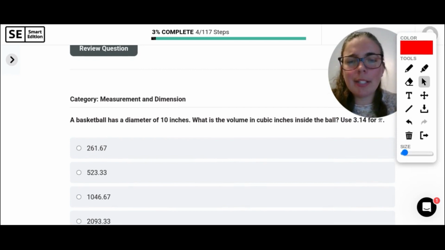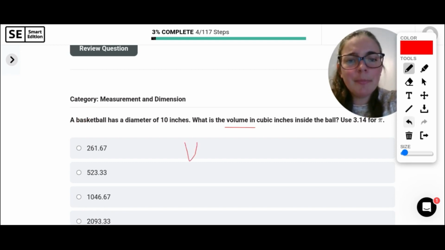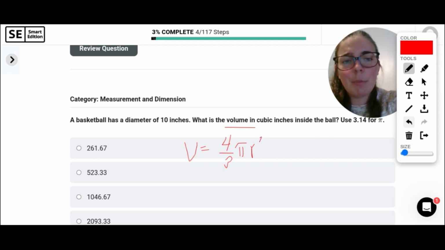All right, a basketball has a diameter of 10 inches. What is the volume in cubic inches inside the ball? Use 3.14 for pi. So we go to our formula sheet and we need to find the correct formula. So volume, okay, of what shape is a basketball? So volume of a sphere. So if we look at the volume of a sphere, that is 4/3 pi times the radius cubed, radius to the 3rd power. So it's telling us that the diameter is 10 and we want to use 3.14 for pi. So let's plug in what we know.